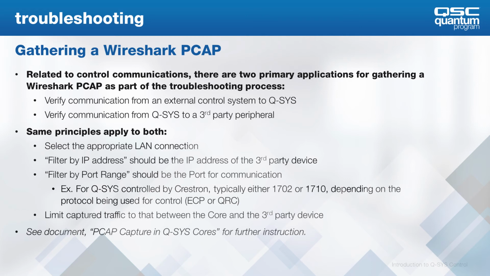First, we need to set up Wireshark to point to the correct LAN connection of the computer. Then, apply a filter by IP address that should be set to the IP address of the third-party device. Next, set the filter by port range to the port number used by the control IP communication. Typical port numbers for Q-SYS control systems include 1702 for ECP or 1710 for QRC control. These filters can go a long way to limiting the IP traffic you receive in a capture, which can make diagnosing issues easier and much faster.